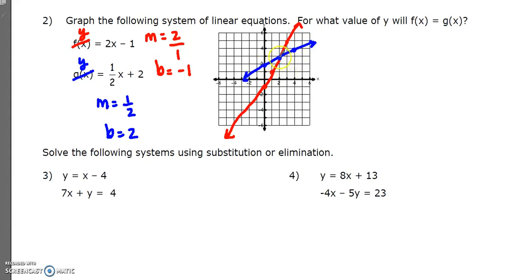So the point of intersection would be this point right here. And the coordinates would be a positive 2, and then we went up 3. So a positive 2, positive 3. But the question was for what value of y will f of x equal g of x. So all we really need is that y value. So I'm going to say y equals 3. And there would be my answer.